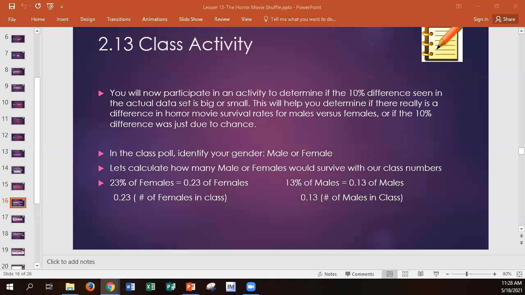All right. So in our Zoom, we have 7 male and 15 female. One of our males didn't take the Zoom poll, just saying.